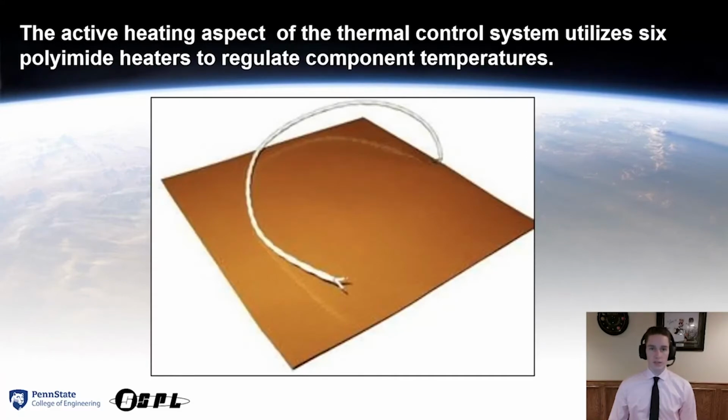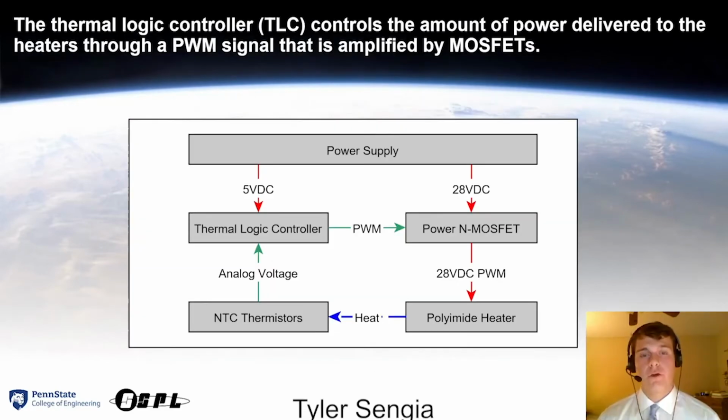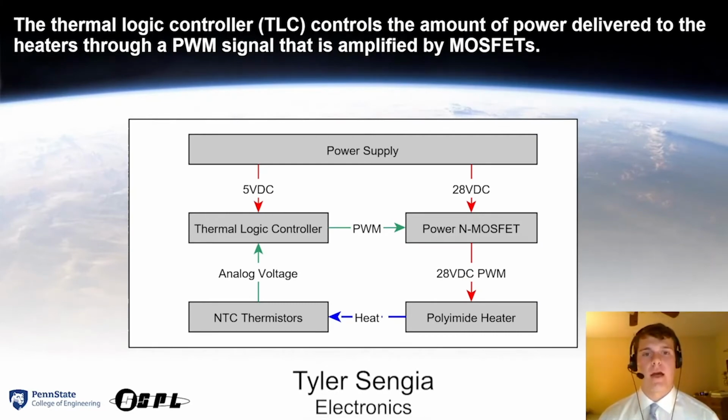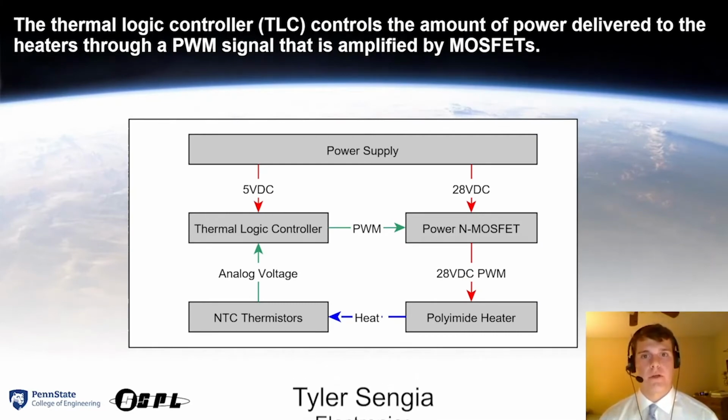For the active heating system, 6 2-inch by 2-inch polyimide heaters, controlled by a PI loop, will be used to regulate the temperature of components. The attached pressure-sensitive adhesive will be used to attach them to their respective surfaces. 2 heaters each will be used for the laser driver, spectrometer, and PCB to provide redundancy in case one debonds or malfunctions.